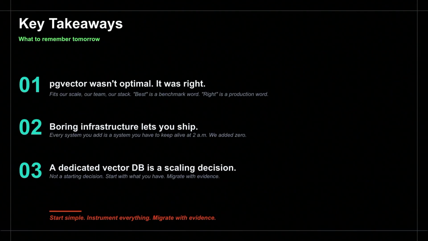Then, Geethu also mentioned it before, boring infrastructure lets you ship the solution you would like to have. Every new system you add, you have to maintain during the night or during the day. And in this case, we added no new service to take care of because the client already had a Postgres database before. And finally, a dedicated vector database is basically a scaling decision and not a starting point. So start with what you already have. If you already have Postgres in your technology stack and the data that you have fits there, then continue using Postgres.